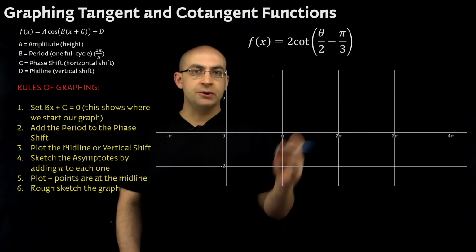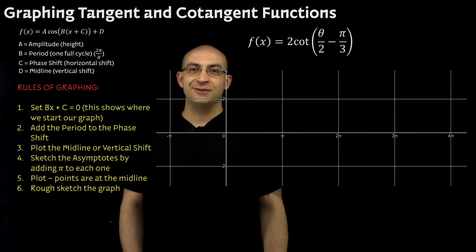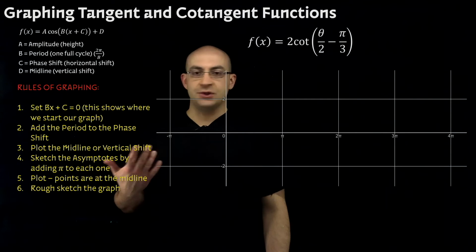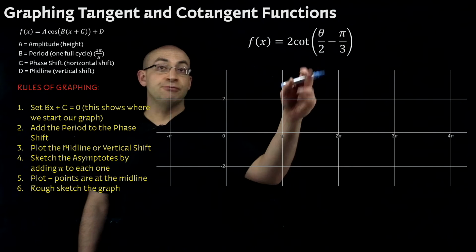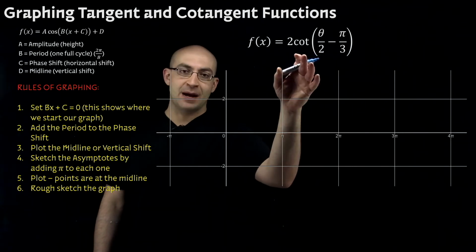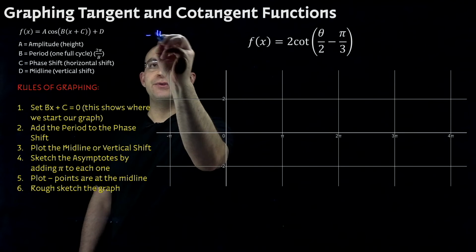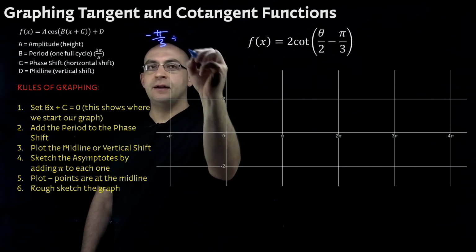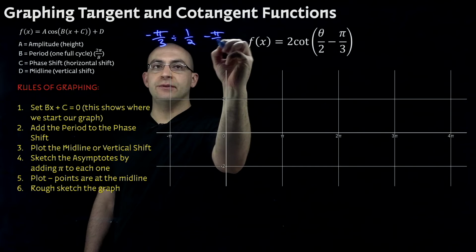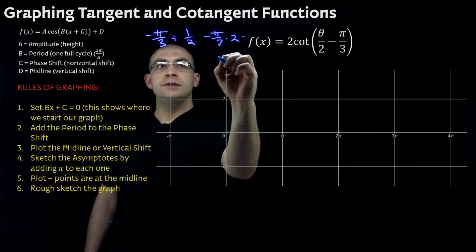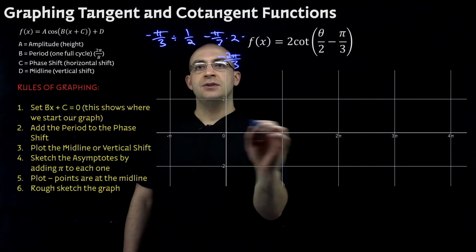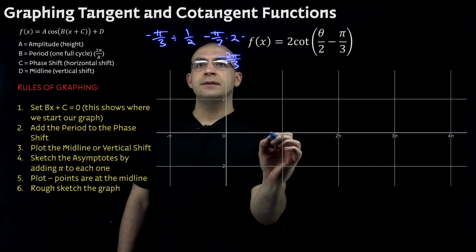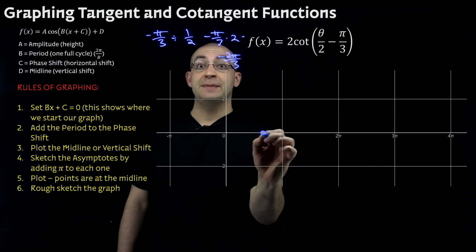Let's move to cotangent. Let's do a cotangent function. 2 cotangent times the quantity of theta over 2 minus pi over 3. First, just like always, we're going to plot our phase shift because there clearly is one. Now, I've got a right pi over 3, but I have to do c divided by b because there is a coefficient here. Pi over 3 divided by 1/2, which is pi over 3 times 2, or 2 pi over 3, which is right 2 pi over 3. So if this was 3 pi over 3, then 2 pi over 3 is going to be about right here. And I'm going to make a dot.